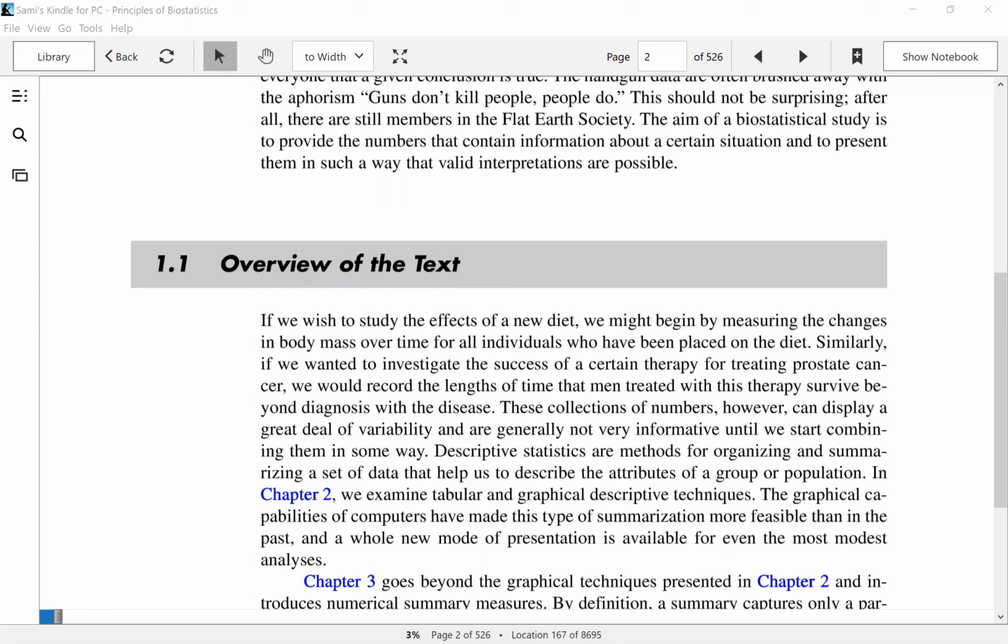And we'll start from the book Pagano, Fundamentals of Biostatistics, and it's a great book.